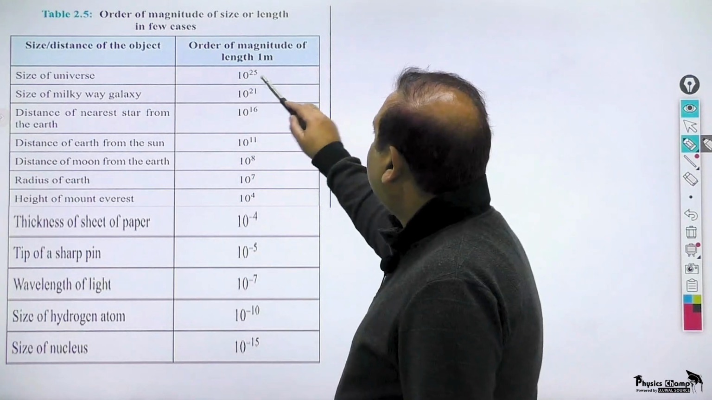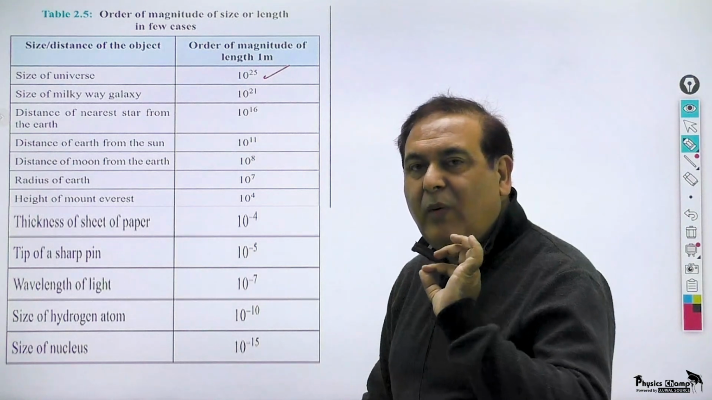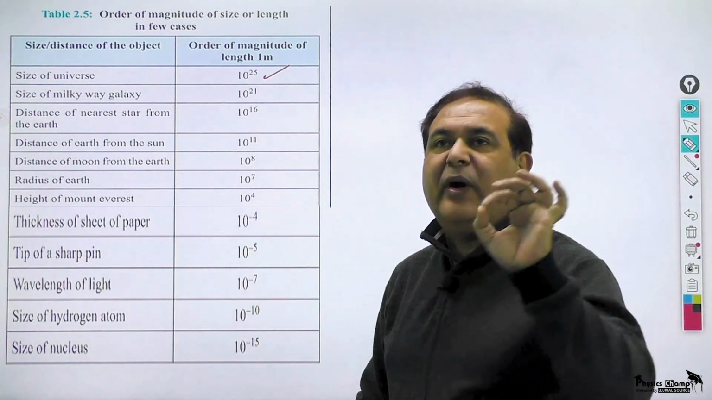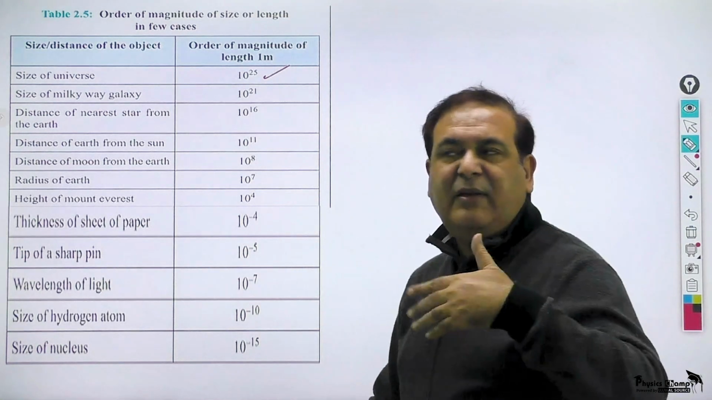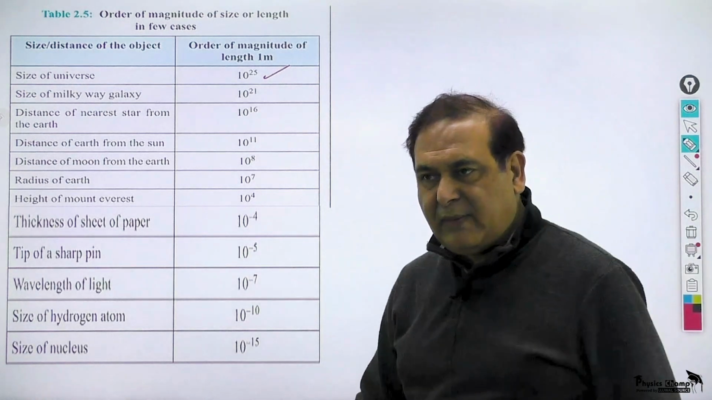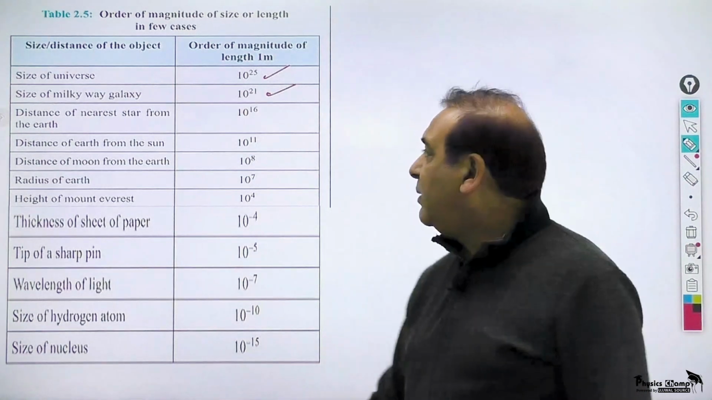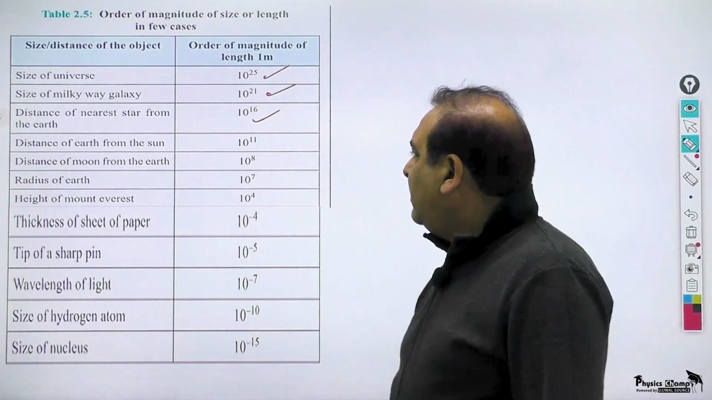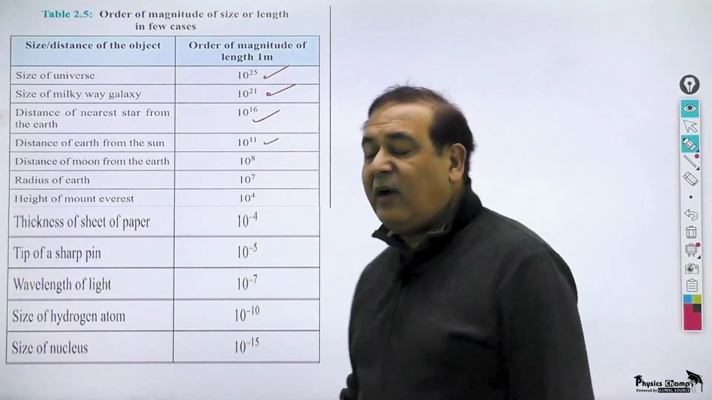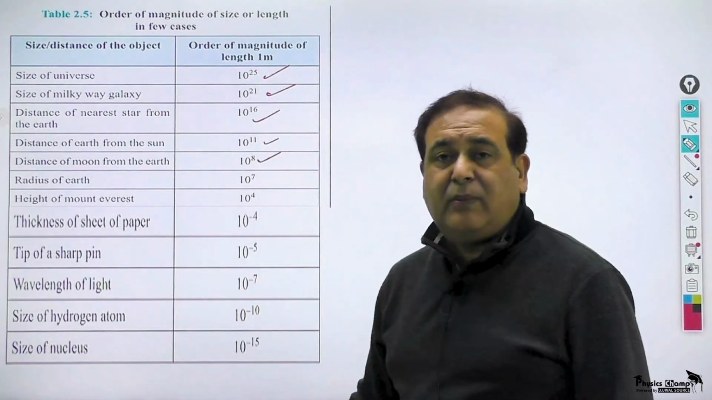Here I have another table. Size of universe is of the order of 10 to the power 25 meter. Now we will not always be writing the exact value 3.777 into 10 to the power 25 meter. No, just 10 to the power 25 meter. The size of universe is of the order of 10 to the power 25 meter. Similarly, size of Milky Way galaxy is of the order of 10 to the power 21 meter. Distance of nearest star from Earth is of the order of 10 to the power 16 meter. Distance of Sun and Earth is of 10 to the power 11 meter. Distance of Moon from Earth is of the order of 10 to the power 8 meter.